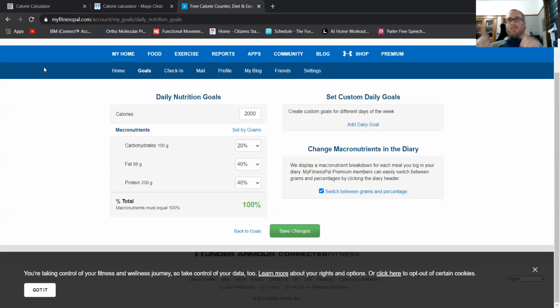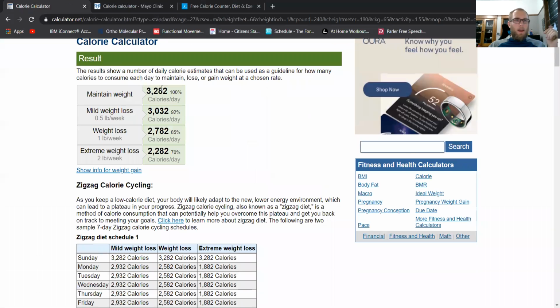Now, segueing, it's just MyFitnessPal. I believe it's Under Armour's thing. There's a bunch of calorie calculators and macro calculators out here. This is taking it up that next tier. So now that you know, for me, let's say I want to do weight loss. We'll just set it at 2,800 calories in the app here.